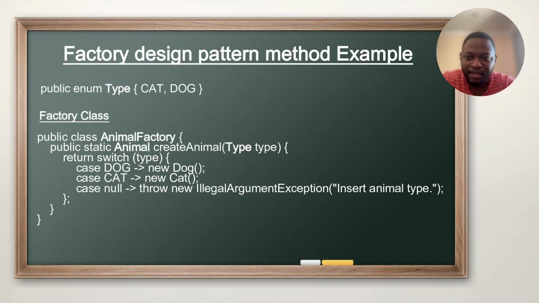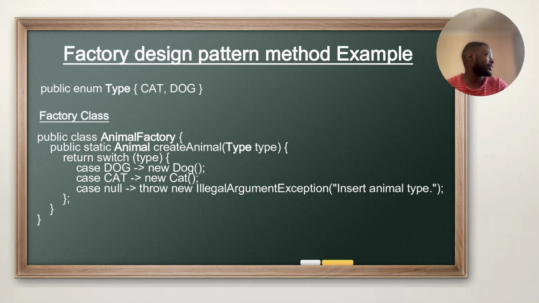So this factory class has a static method, which is create animal. So we take in the animal type. If the type is dog, we return the dog object, and if the type is cat, we return the cat object. If we don't pass anything in as an argument, we throw an exception that says the user should insert the animal type, because we need an animal value to be able to create the animal.